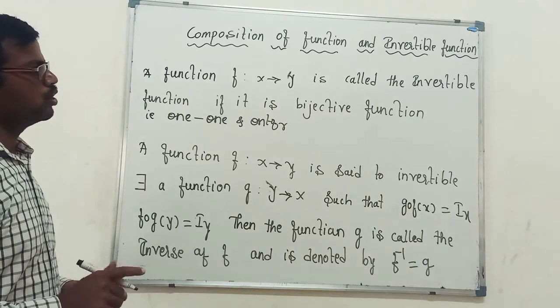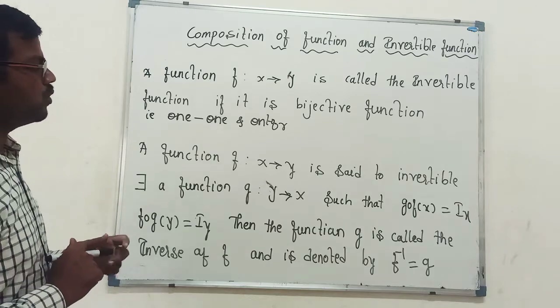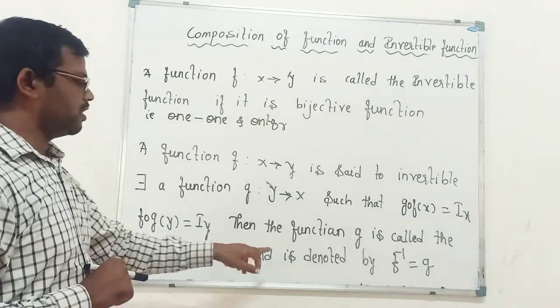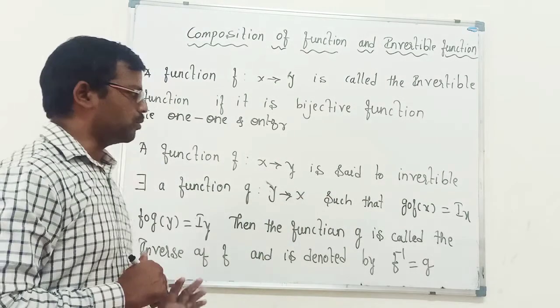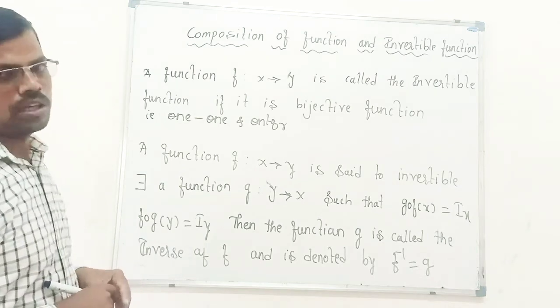So we can easily identify whether the given function is invertible in two ways: one, by using the types of function, and two, by using the definition of the composition. You can use any one of those for the invertible function.